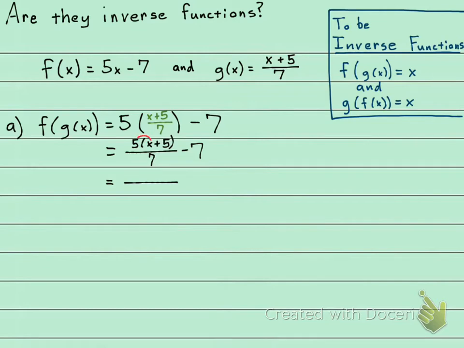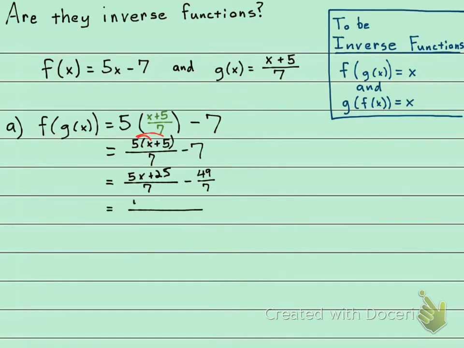5 times x is 5x. 5 times 5 is 25, all over 7. Let's put it together with this minus 7 over here. So if I'm going to make this a fraction, this 7 right here is going to end up being 49 over 7. Okay, so I can have those common denominators, right? 49 over 7 is the same thing as 7.